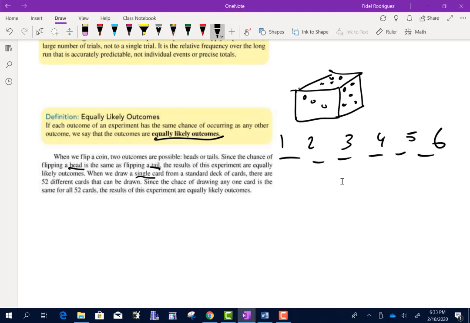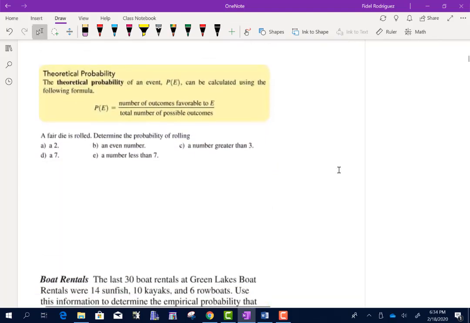If we draw a single card from a standard deck of cards, there are 52 cards that can be drawn. The chance of drawing any one is the same for all 52 cards. So the results of this experiment are called equally likely outcomes. All right, so let's take a look here. It says, a fair die is rolled. Determine the probability of rolling a 2, an even number, a number greater than 3, a 7, a number less than 7.